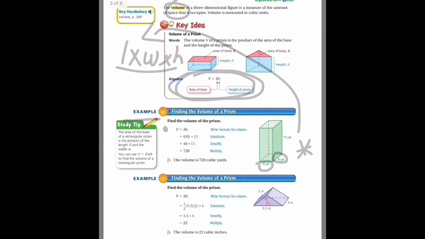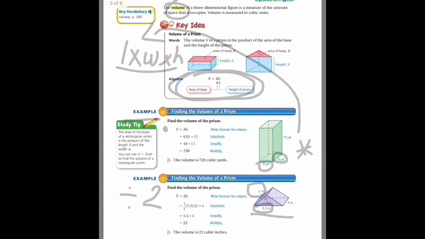So then we have a triangular prism down here. So again, we need to find the base, okay? So the base of this shape is going to be a triangle. That is the triangular base as we see here. So we need to take the 2 we have here and the 5.5 we have here and multiply those. But what we can't forget is with a triangle, we have to divide by 2.